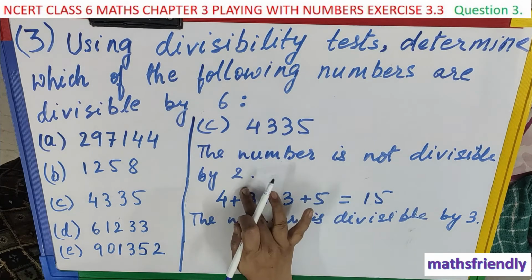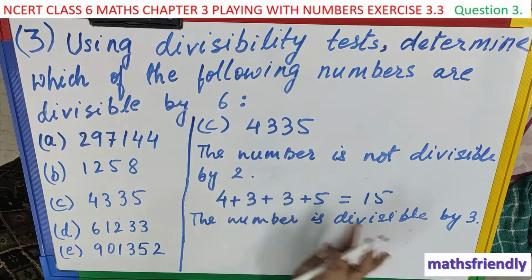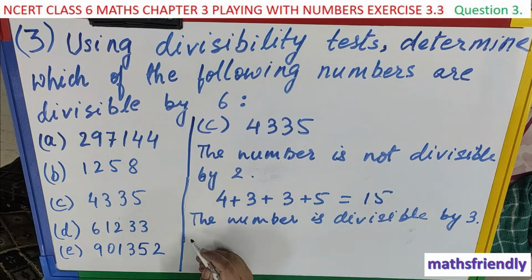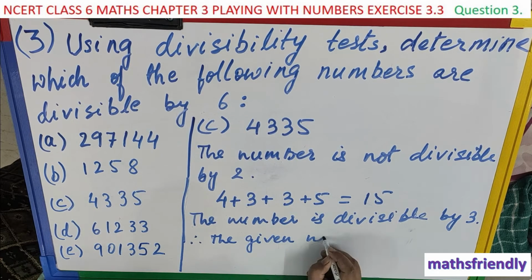See, but the number is not divisible by 2. For its divisibility by 6, it should be divisible by both 2 and 3. It is not divisible by 2 and it is divisible by 3. So what can we write? Yes, therefore the given number is not divisible by 6.